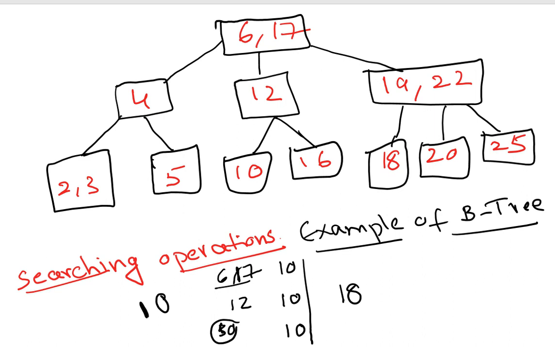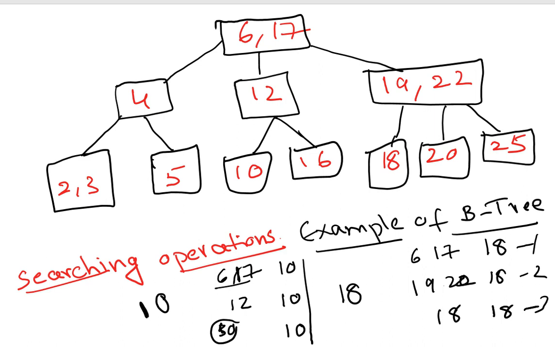So how can I search here? First I check with 6 and 17. We know it's greater than. So 19 and 20, then 22. We know that it's less than. So 18. 3 operations are required. Like this, you can search an element in the binary search tree.